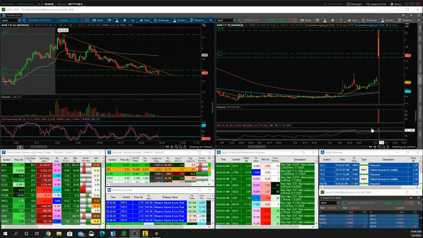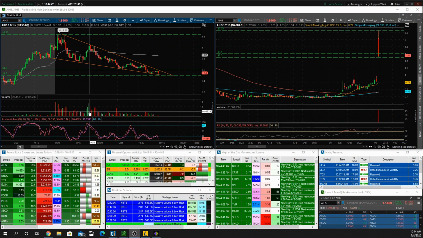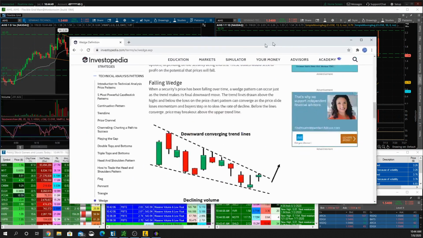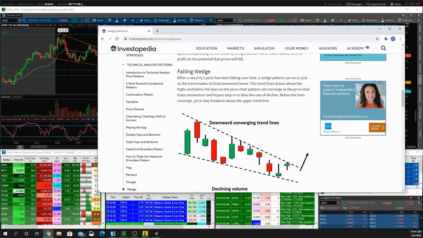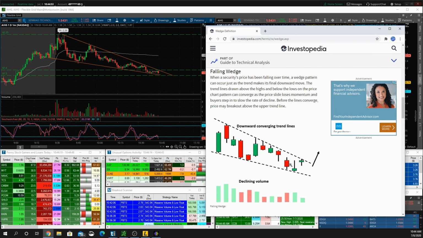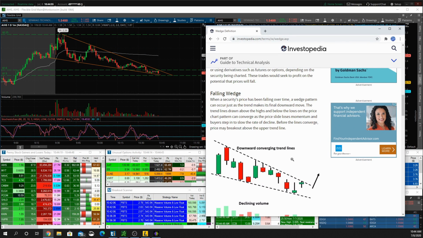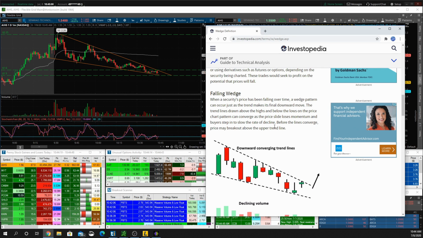A little bit of a falling wedge starting to play itself out. Might as well just do a quick little review on what a falling wedge is. It's just another very popular technical pattern that traders use, like bull flags, cup and handles, head and shoulders. Just another technical pattern. So a falling wedge is when a security's price has been falling over time.